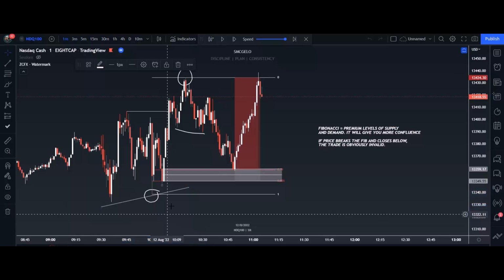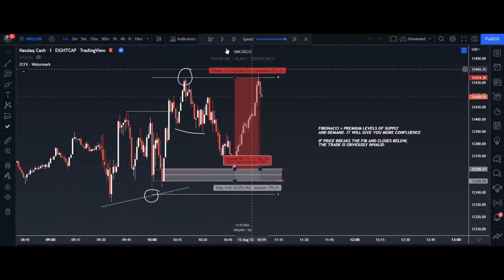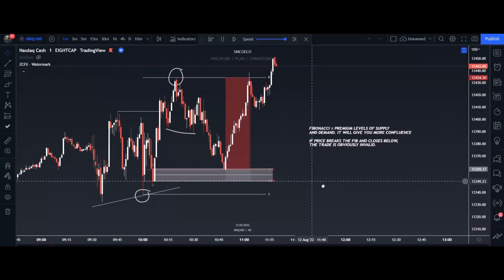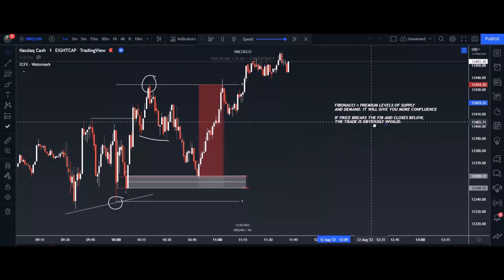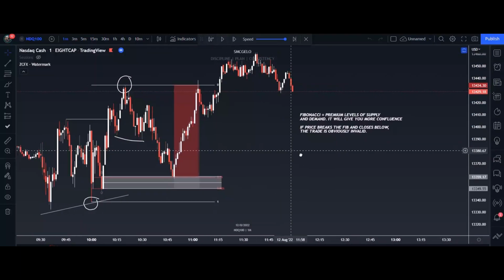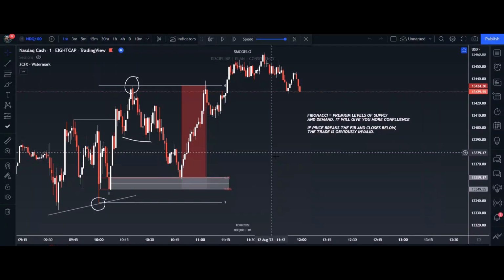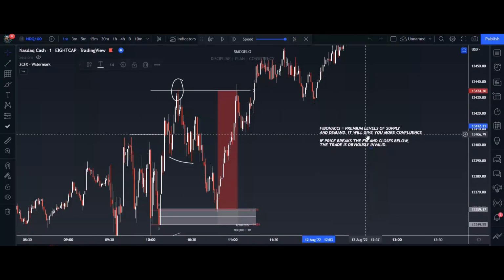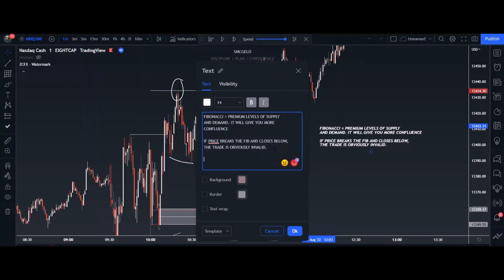Why? Because we had this double bottom right here, this liquidity, which price did end up, I'm pretty sure, coming back down to take this out. But we scalp, we look for the plays that happen quick. Premium levels of supply and demand give you more influence. And then the fib levels that I use, 0.79 and 0.886. Premium discounted levels.